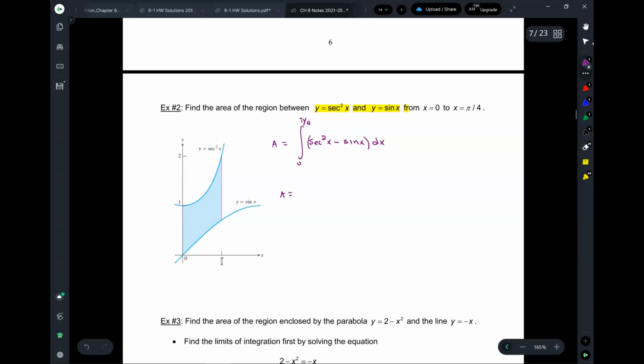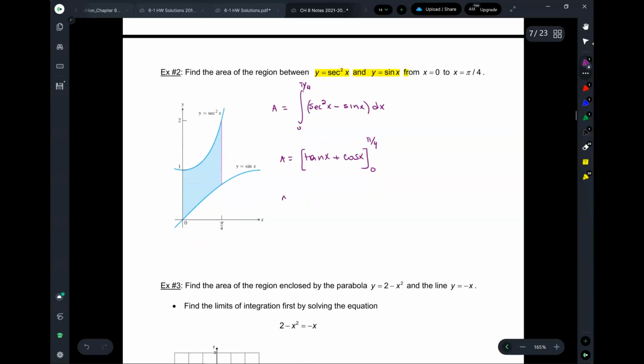So area will be, what's the integral of secant squared? Tangent x, good. Plus cosine x, from 0 to pi over 4. Now let's plug in pi over 4. Tangent of pi over 4 is 1, plus cosine of pi over 4, root 2 over 2. Minus tangent of 0, which is 0, plus cosine of 0, which is 1. And conveniently, those 1's cancel, so it's just root 2 over 2.